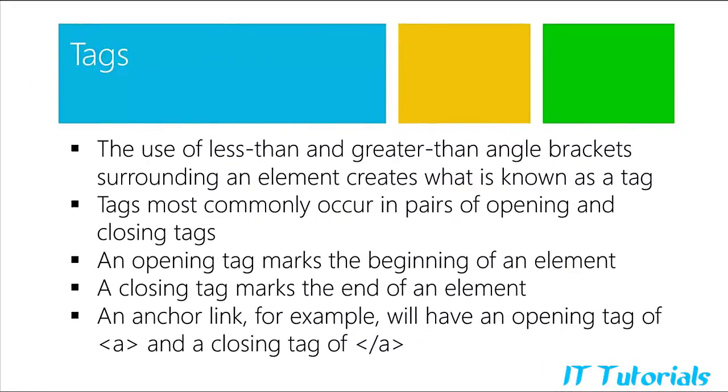The next important concept in HTML is tags. The use of less than and greater than angle brackets surrounding an element creates what is known as a tag. Tags most commonly occur in pairs of opening and closing tags. So whenever there's an opening tag, there has to be a closing tag. An opening tag simply marks the beginning of an element. A closing tag marks the end of an element. As an example, an anchor link will have an opening tag of A within the angle brackets and a closing tag of /A within the angle brackets. And these brackets are sometimes interchangeably referred to as less than sign or greater than sign, so you ought to keep that in mind as well.